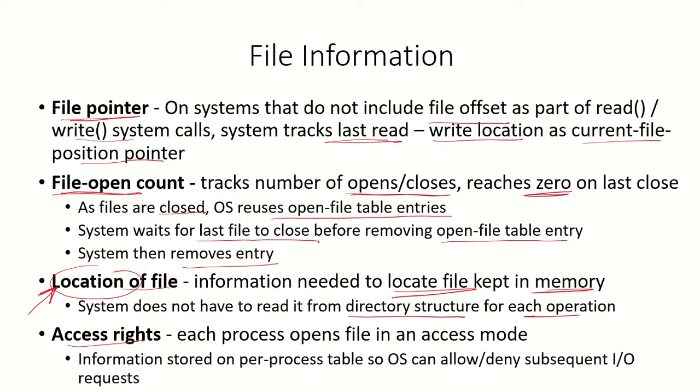The access rights are required for each process which opens a file in an access mode. This information is stored in the per-process table so that the OS can allow or deny subsequent IO requests. So whether a user is allowed to access the file in which mode, this information is kept in the per-process table so that the user requests can be allowed or denied accordingly.